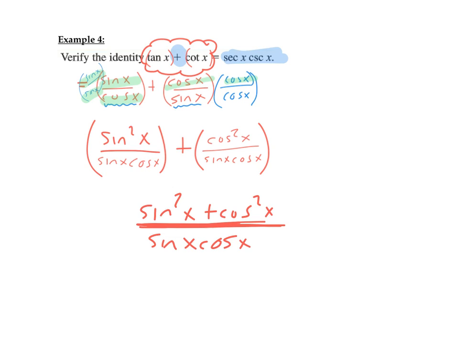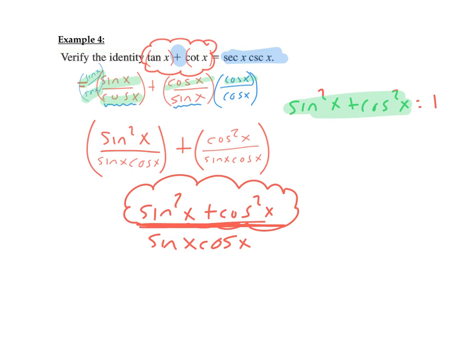And a little alarm should start going off. Like, wait, I've seen that before. Where have I seen it? It was on your formula chart. And on your formula chart, I know that sine squared x plus cosine squared x equals 1. So anywhere I see sine squared x plus cosine squared x, like here, I can replace it with a 1. So that's going to be my very next move.